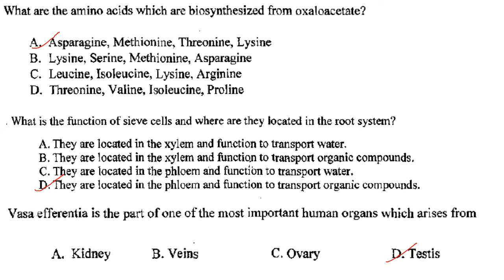Then next one. What are the amino acids which are biosynthesized from oxaloacetate? That is asparagine, methionine, threonine and lysine. Answer is option A. Then what is the function of sieve cells that are located in the root system? So they are located in the phloem and function to transport organic compounds. Answer is option D. Then vas efferentia is a part of one of the most important human organs which arise from testes. Answer is option D.